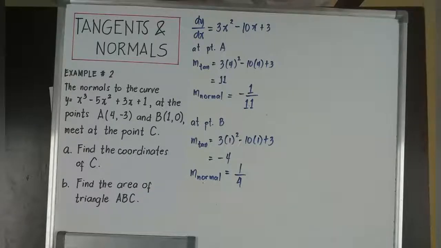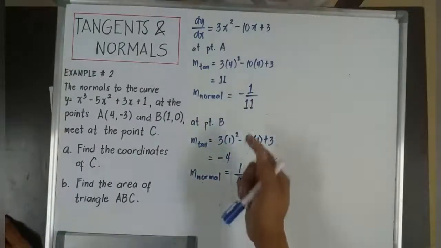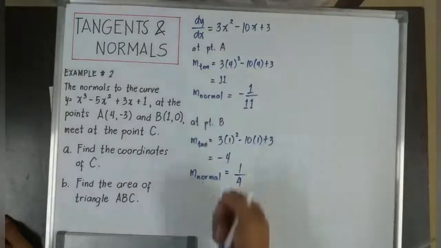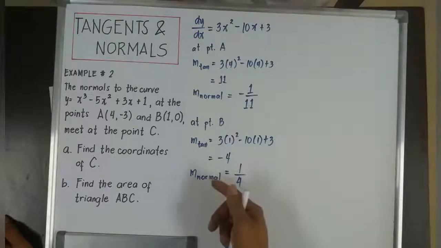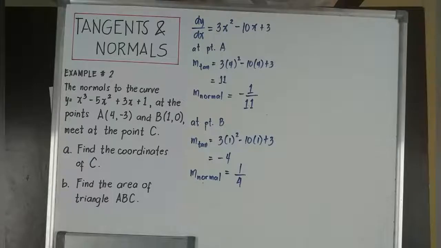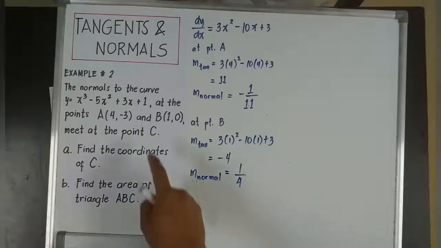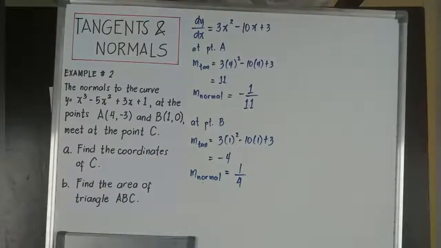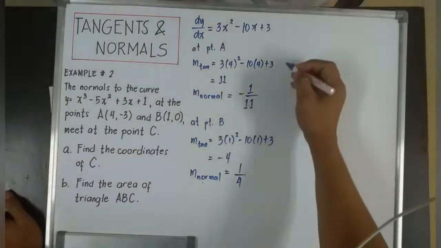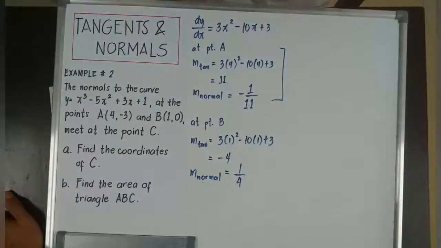So, after finding the equation of the normal at point A and the equation of the normal at point B, then just solve it simultaneously. Whatever will be the solution for the simultaneous equation will be the point C. Remember, you will get the value of x and the value of y when you solve linear simultaneous equations. So let's proceed with this one. This will give you the equation of the normal at point A.